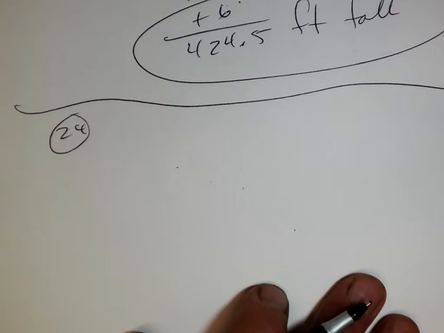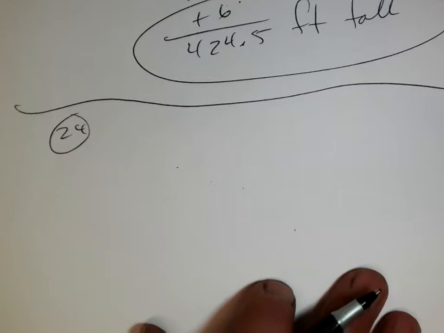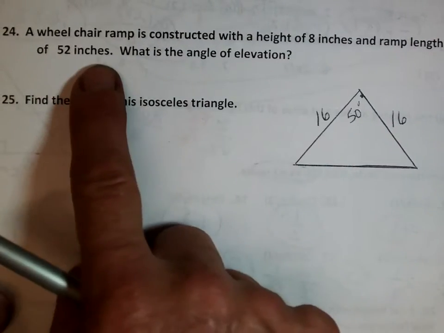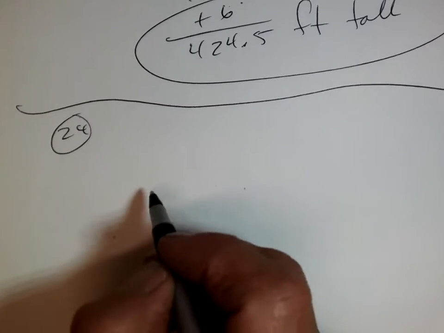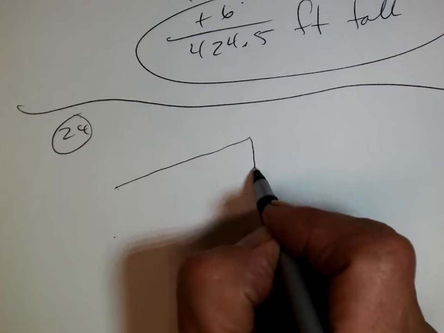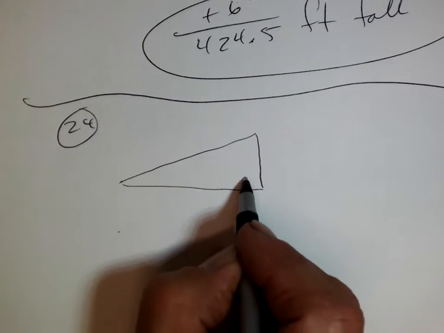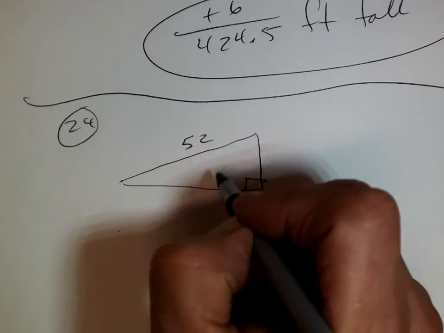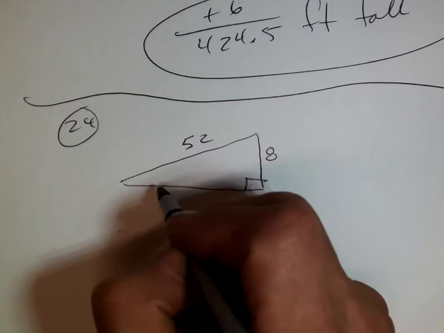24. A wheelchair ramp is constructed, height of 8 inches, and a ramp length of 52. What's the angle of elevation? So it's kind of important with code because certain codes have certain ramps be certain size because grandma's got to get up the ramp, right? And if it's too steep, then it won't make code. So if this is 52 and this is 8, let's find the angle.